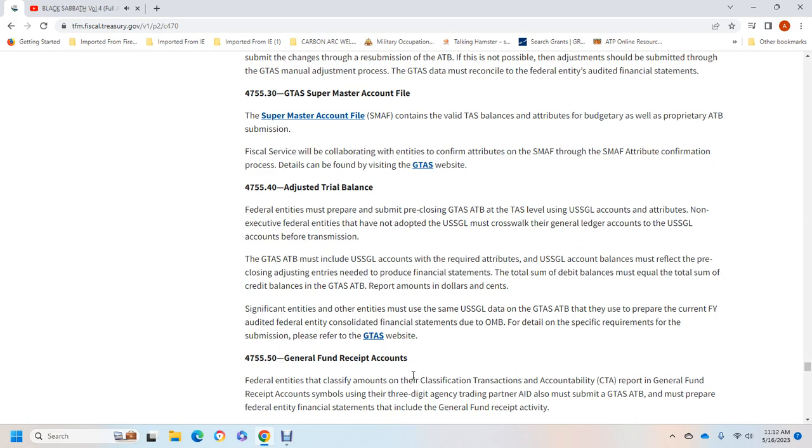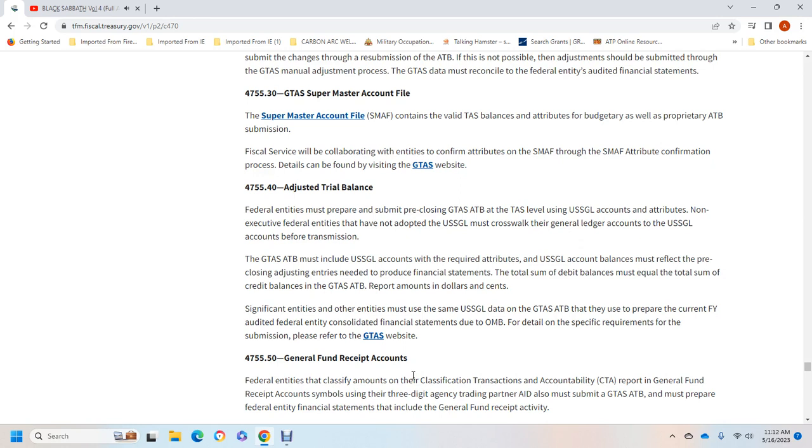The Government-wide Treasury Account Symbol adjusted trial balance must include the United States Standard General Ledger accounts with the required attributes. The United States Standard General Ledger account balances must reflect the pre-close entries needed to produce the financial statement. The sum of the debit balances must equal the total sum of the credit balances of the general Treasury account symbol adjusted trial balance for the reported annual amounts in dollars and cents.